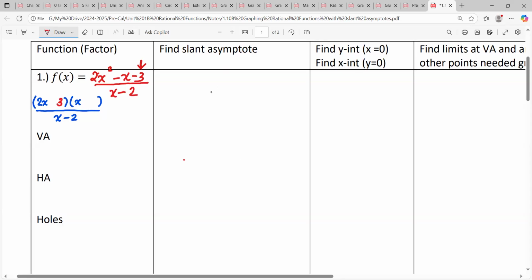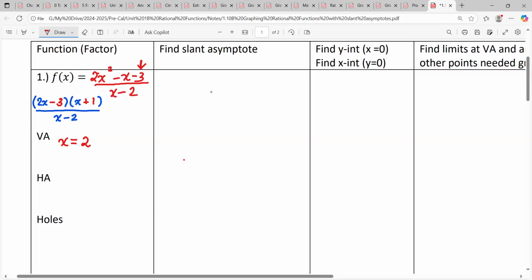Okay, so this is 3 and 1, minus and plus. Okay. So do I have anything that cancels out? No, right? So, okay, we're good. We got no holes there, correct? So what is my vertical asymptote here? What can't x be? 2. So my vertical asymptote is at 2.